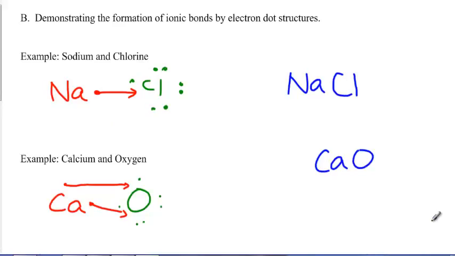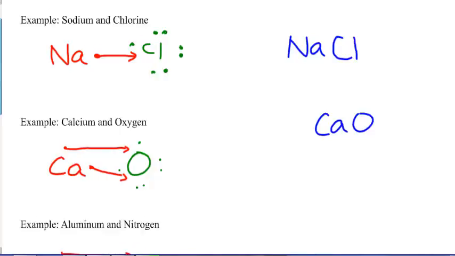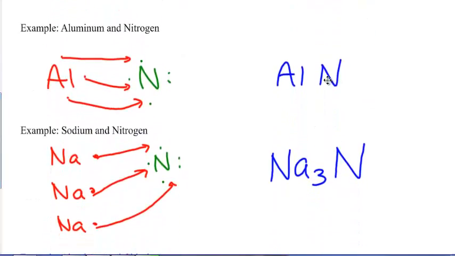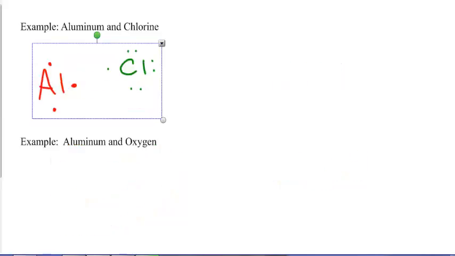So going back a little, here we have sodium chloride, NaCl. It's 1 sodium, 1 chlorine. Similarly, calcium oxide is 1 calcium, 1 oxygen. And aluminum nitride is 1 aluminum, 1 nitrogen. So we have this 3 here. This is called a subscript to indicate that there were 3 sodiums, whereas the rest of them were just 1-to-1 ratios. Let's look at another one that's not a 1-to-1 ratio.